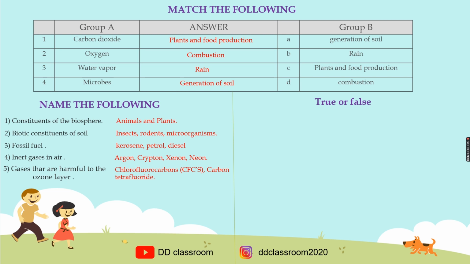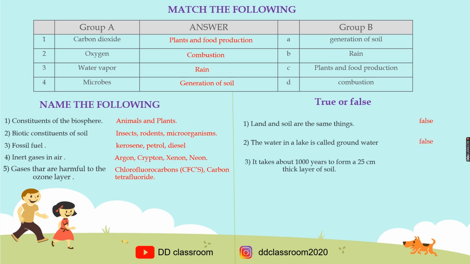True or false? First, land and soil are the same things. Answer is false. Second, the water in a lake is called groundwater. And the answer is false. Third, it takes about 1000 years to form a 25 centimeter thick layer of soil. And the answer is false. Fourth, radon is used in decorative lights. And the answer is false.